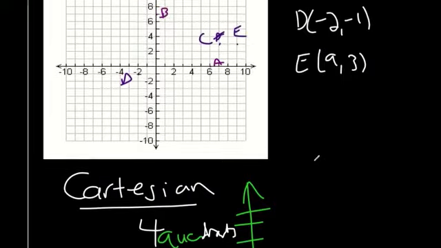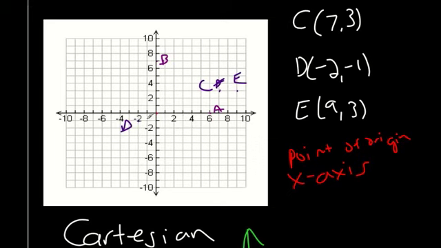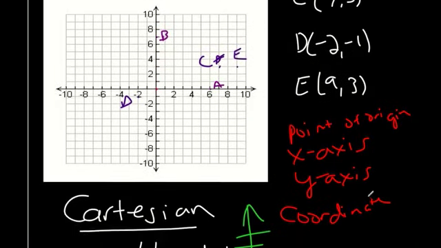So there you have it. That's basically what a Cartesian plane is. I've told you guys what a point of origin is, which is the point where the two lines intersect. Which one is the x-axis? The x-axis is the one that goes horizontal, and the y-axis is the one that goes vertical, up and down. And then I taught you guys about the coordinate system, and how to label points on the line.